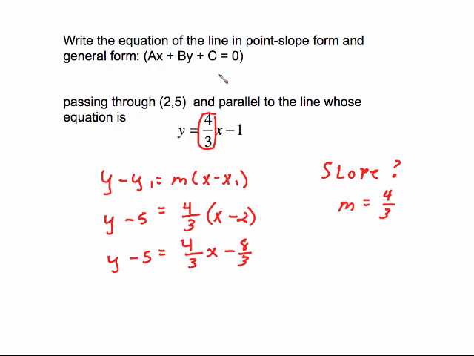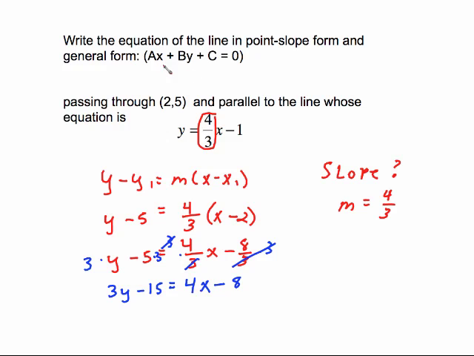Now, we want to go into general form. That means we want everything over here on one side equal to 0. The other thing that's important is that we have integers for a, b, and c, meaning we've got to get rid of these fractions. So what we always do to get rid of the fractions is multiply everything by the common denominator. Common denominator is 3, so I will multiply everything on this side by 3, multiply that by 3, multiply that by 3, which gives me 3y minus 15. Cancel out the 3's, gives me 4x minus, cancel out the 3's, 8.